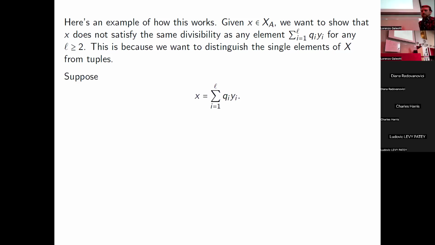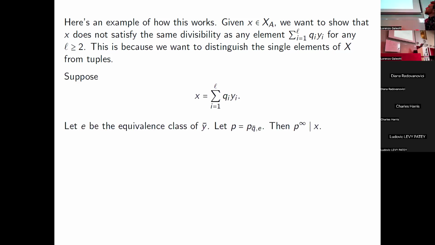So say it does look like this. What you're going to do is take the equivalence class of those y's and take those coefficients, and there's a divisibility relation that's showing up. So we said that this prime here is going to infinitely divide this sum, which is equal to x. So we now have an infinite divisibility of x that we got there.